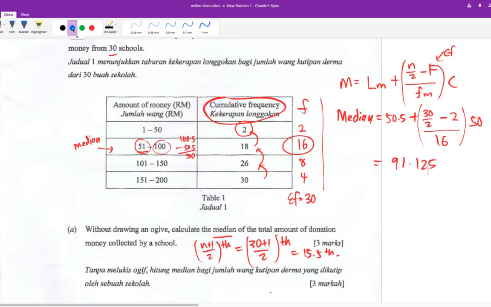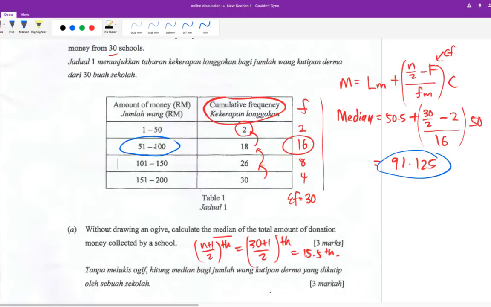Whenever you get the answer, you have to make sure your answer is within the median class. What do I mean? This is the median class, right? So your answer over here should be between 51 to 100. If you actually get something like 104, you know your answer is wrong, because your answer should be within the median class. This is something you need to pay attention to. So this is how we find the median.